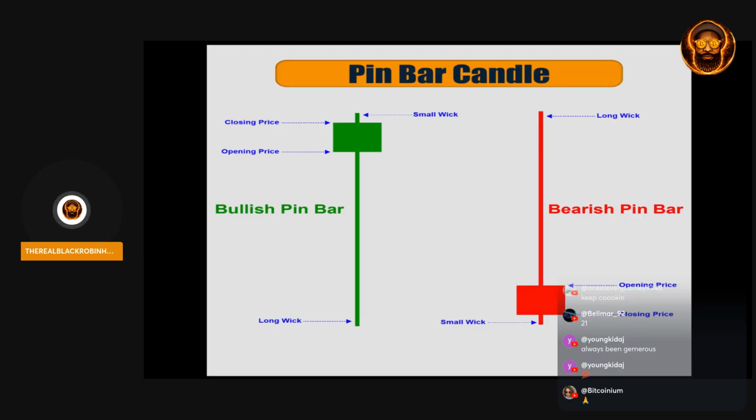Not only did they push it back up to where it opened, they actually went higher and closed higher than it opened. So it has a small body and a long wick, right? Because it closed higher than it opened, the body is green, right?